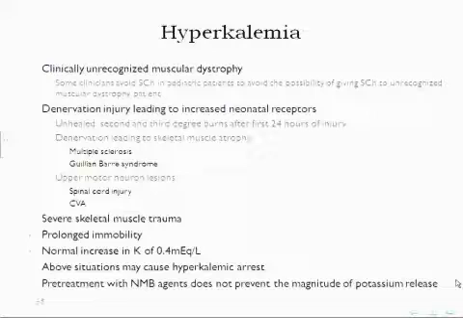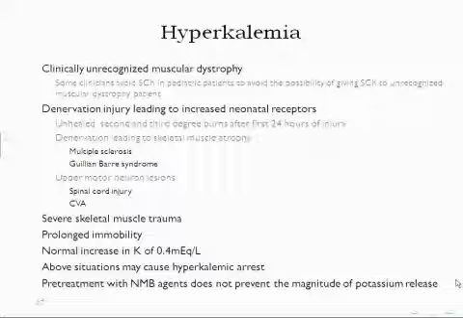Now, hyperkalemia is most of the time induced by diseases that deafferent or have problems with the muscle itself. So people with muscular diseases, you need to be very careful with succinylcholine. People that have any kind of nerve injury, stroke, spinal cord injury, alpha motor neuron disease, Guillain-Barré, all those people have a high risk of developing the extrajunctional receptors, which causes neonatal receptor activity on the muscle, which can cause a hyperkalemic cardiac arrest. So you need to avoid succinylcholine in these patients for those reasons.